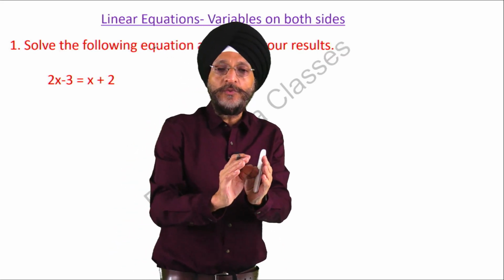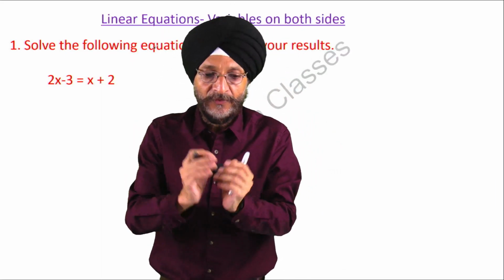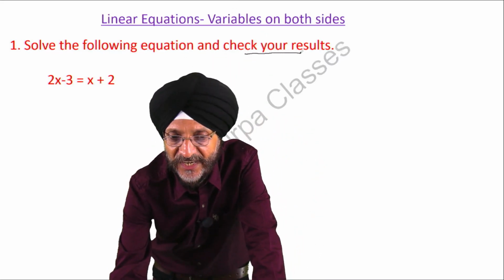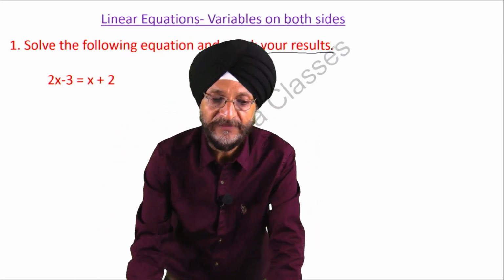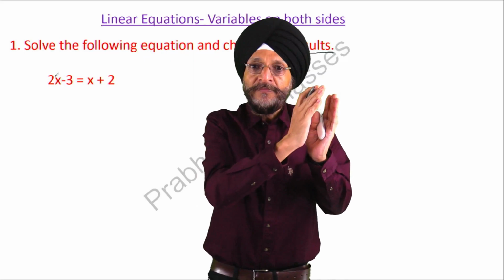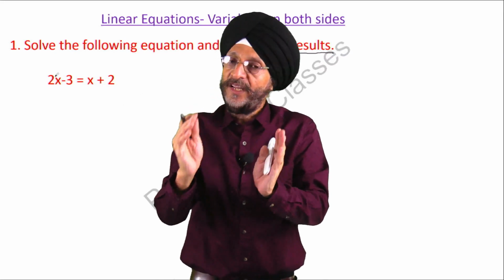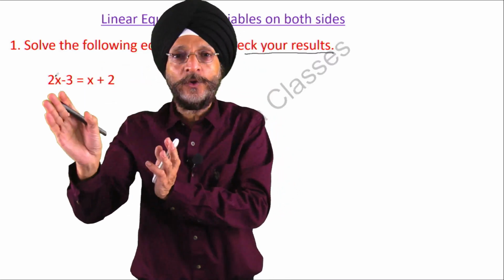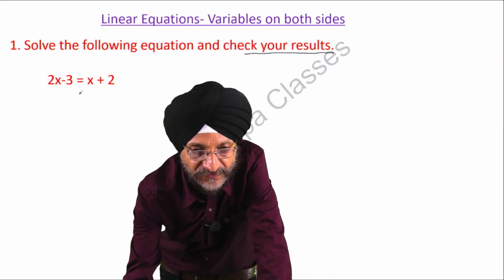It means that first of all we will have to find out the value of variable, that is in this case x. Then the second part of this question is check your results. It means that in this equation we will fill the value of x which we have arrived at, so that we can check whether left hand side is equal to right hand side. If both the sides are okay, then we can say that the answer which we have calculated about x is okay. Let us see how it happens.